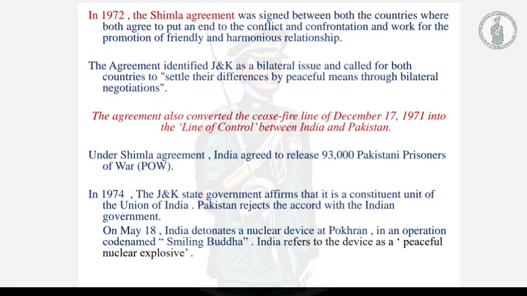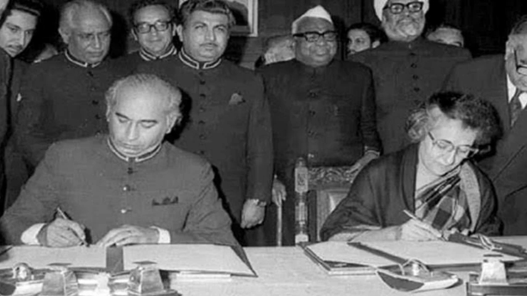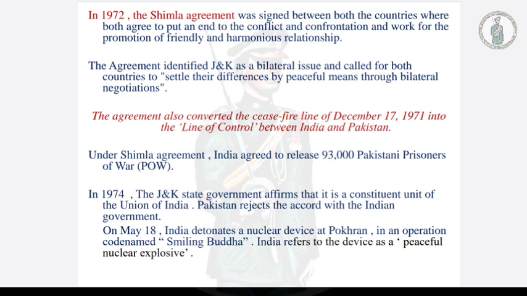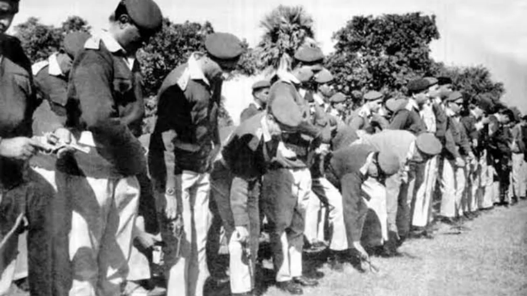Then in the next year, in 1972, the Shimla Agreement was signed between both the countries, where both agreed to put an end to conflict and work for a harmonious relationship. The Shimla Agreement also identified Jammu and Kashmir as a bilateral issue and called for both the countries to settle their differences through peaceful means and bilateral negotiations. And the ceasefire line was converted into the Line of Control. And under the Shimla Agreement, India also agreed to release 93,000 Pakistani prisoners of war.